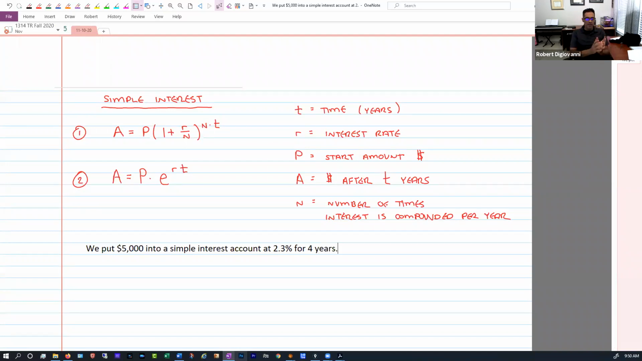Okay, so we have $5,000. We're going to put it into an account, try and save some money. 2.3% is the interest rate. And we're going to leave it in there. We're not going to touch it for 4 years. Let's see how much is there at the end.